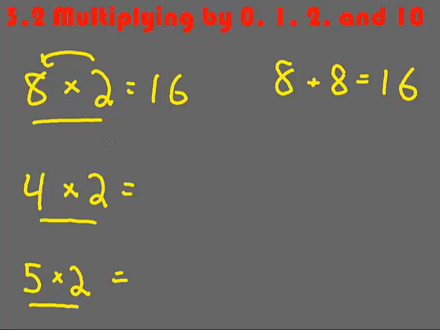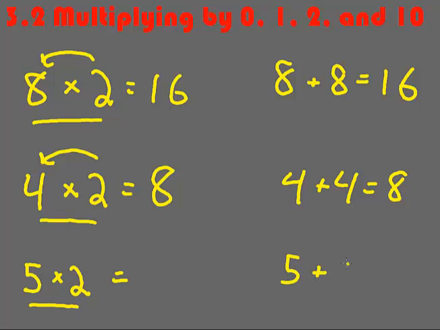If I have 4 times 2, that just means I have 2 4s. So 4 plus 4 equals 8. Or 4 times 2 equals 8. Because I'm just timesing it by 2, that means I have it 2 times. The next one, I have 5 times 2. I have 5 2 times, or 5 plus 5 equals 10. So 5 times 2 equals 10.